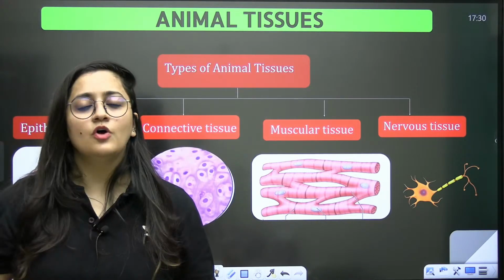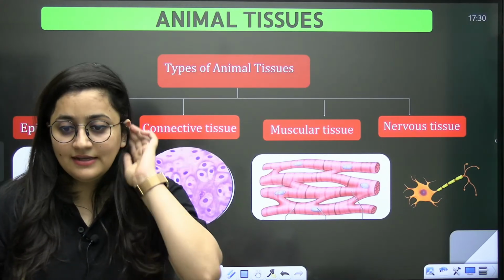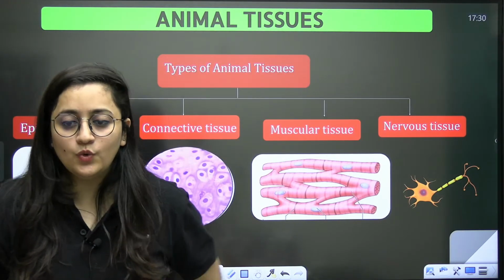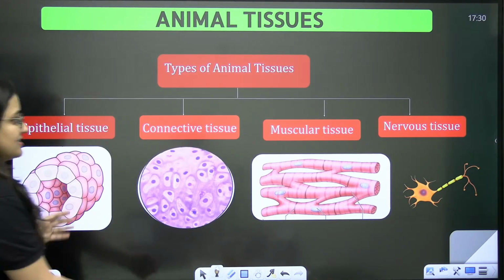But the tissue topic is not there in the new NCERT, but it is part of the old NCERT. So you really need to understand it. Fine. So on the basis of structure and function, we have 4 different types of tissue: the epithelial, the connective, the muscular, and the nervous.